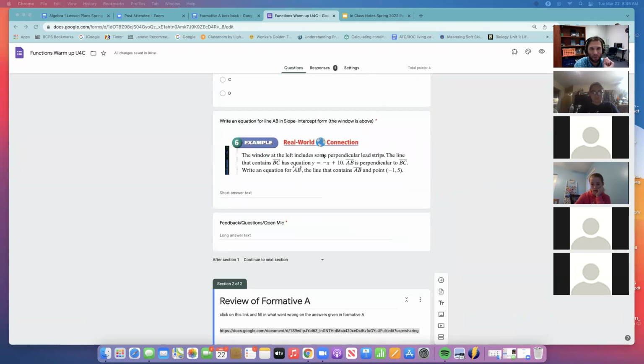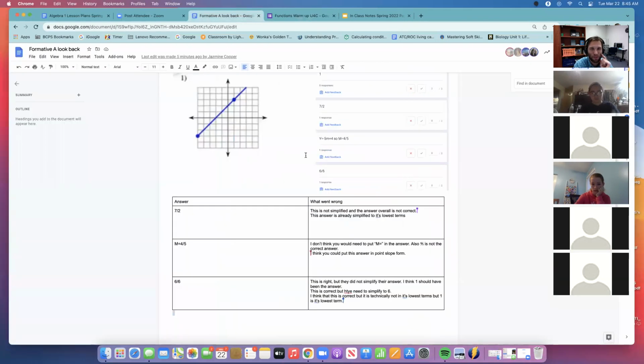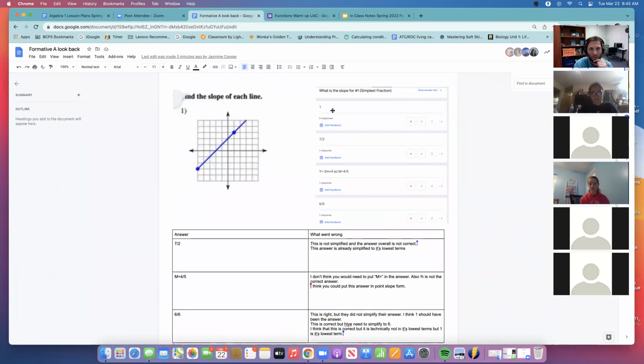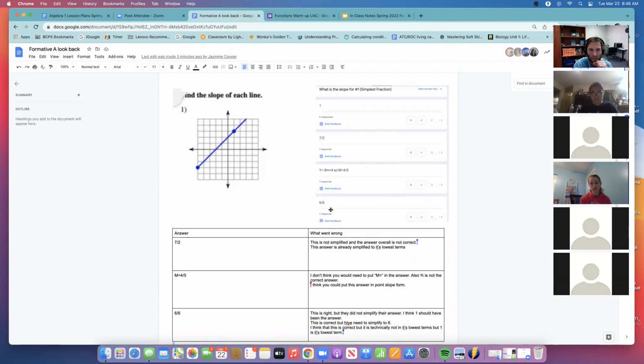Now, I don't have time to go through this because we got to talk, but let's look at the formative look back. So here's number 1. We had an answer of number 1. 5 people said the slope is 1 and they got full credit. One person said it was 7/2. Okay. And then one person said it was 4/5 and one person said it was 6/6.